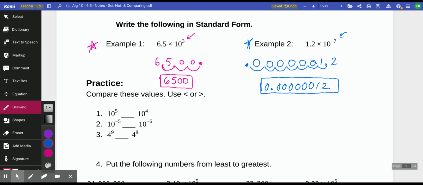All right, let's do a little practice here. This is just comparing numbers. This one's saying, which is bigger, 10 to the 5th or 10 to the 4th? Right, 10 to the 5th is multiplied by 10 5 times versus multiplied by 10 4 times, so that's going to be bigger.